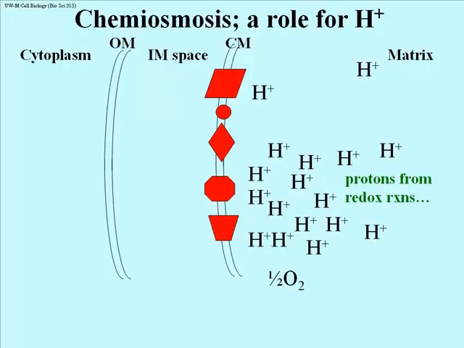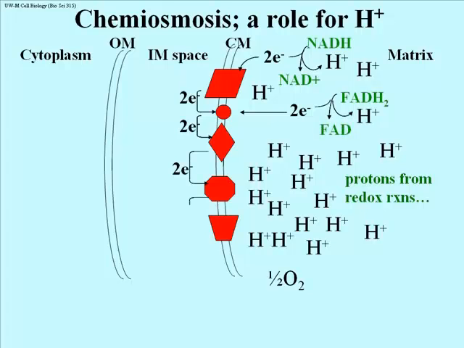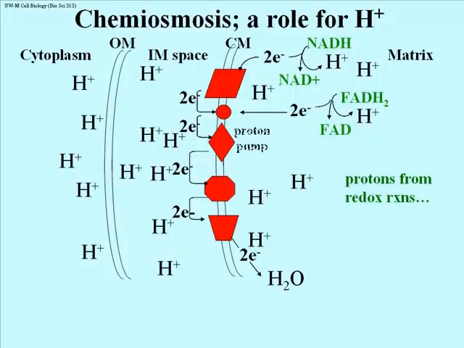This slide shows what happens when electrons flow from NADH, or FADH2, to oxygen down the electron transport system. As electron carriers are oxidized and the electrons move down the electron transport chain, the free energy released powered proton pumps in the crista membrane that pump protons into the space between the crista membrane and the outer membrane.